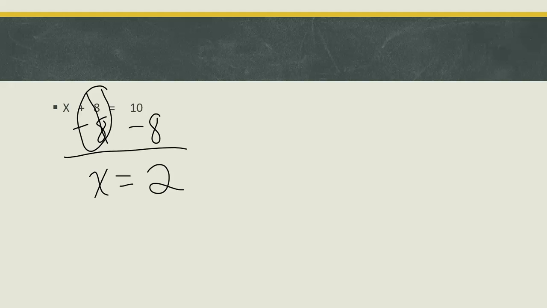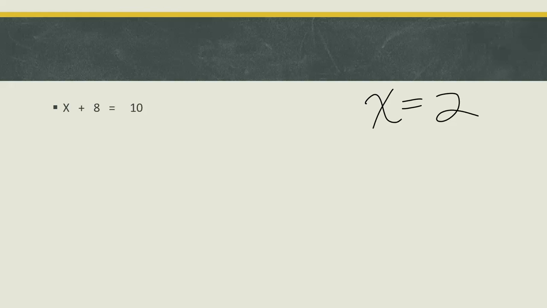I also encourage you to check your answer. So our answer is x equals 2. In order to check that, I'm going back to the original problem. The original problem said x plus 8 equals 10. We found out that x equals 2. Let's check if this is true. So in the equation, instead of x, I'm now putting 2, and I'm leaving everything else the same.